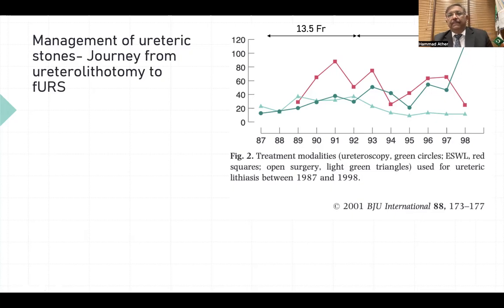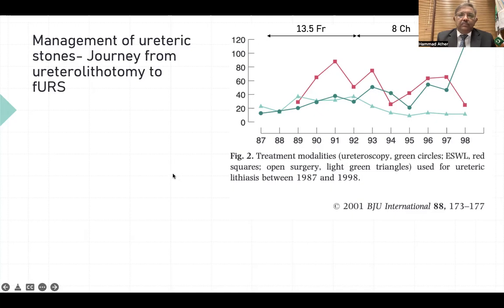Ultimately we realized that not all ureteric stones can be effectively treated by lithotripsy. At that time, we had a 13.5 French ureteroscope only, and subsequently from 1992 onwards, we acquired an 8 French ureteroscope, and you can see a little surge in the ureteroscopies done. Subsequently, when we had a 6 French semi-rigid ureteroscope, the number of ureteroscopies started to increase and the number of lithotripsies started to fall.